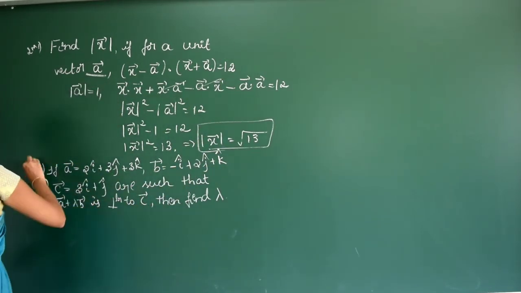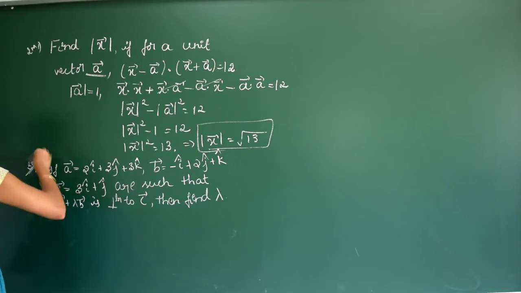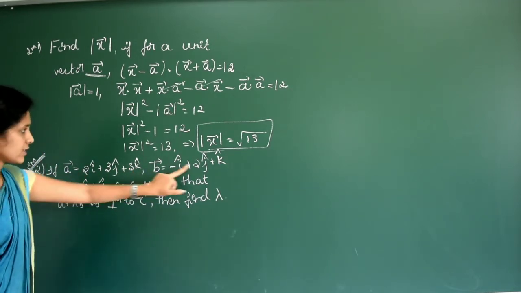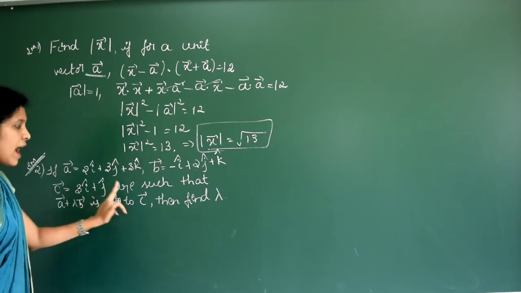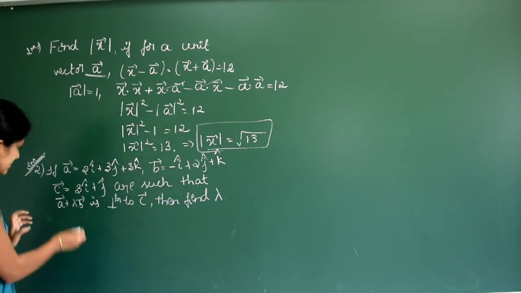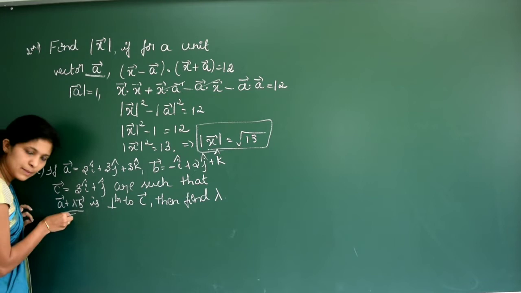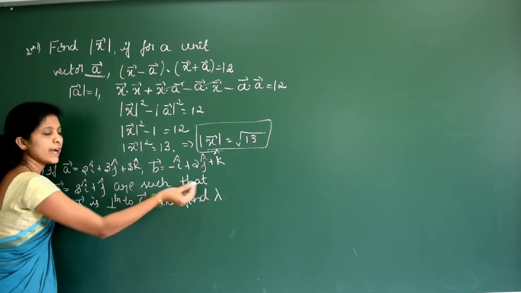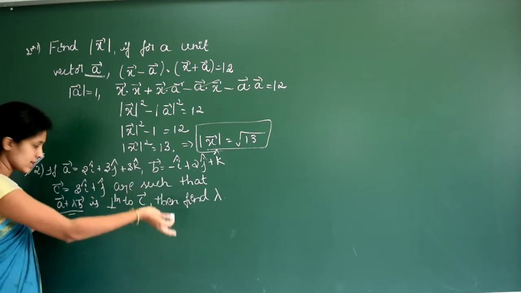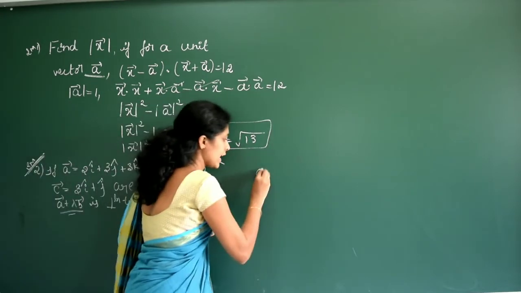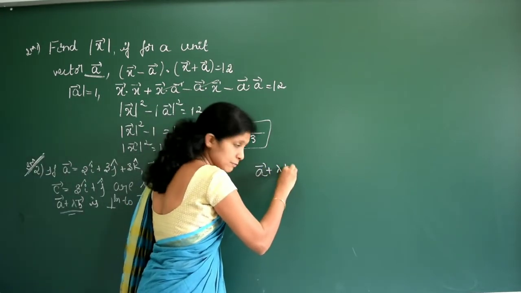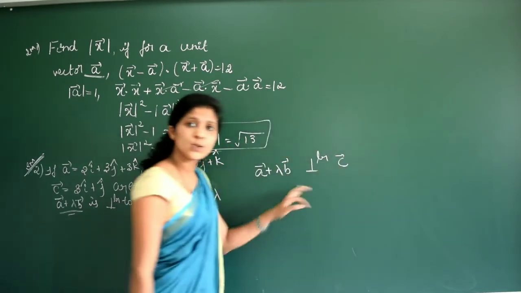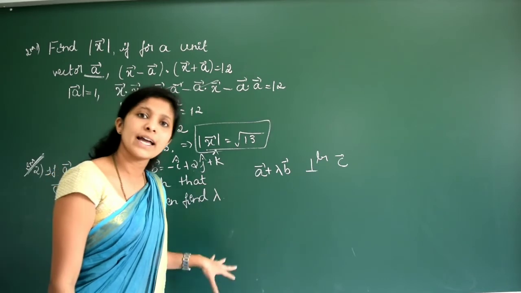See, this is important for 3 marks, an important problem. If A vector, B vector and C vector are given such that A vector plus lambda B vector is perpendicular to C vector, then find lambda. Try to understand the question. What is given? A vector plus lambda B vector is perpendicular to C vector, and by using this you have to find the value of lambda.